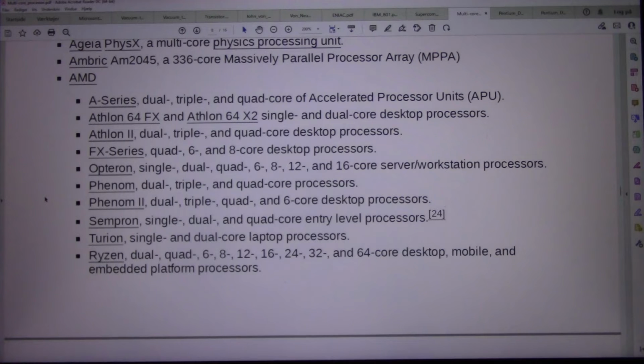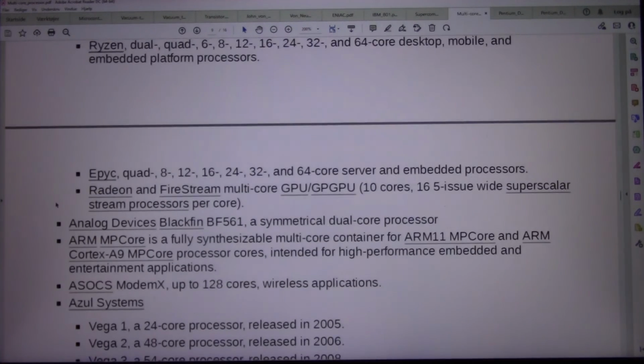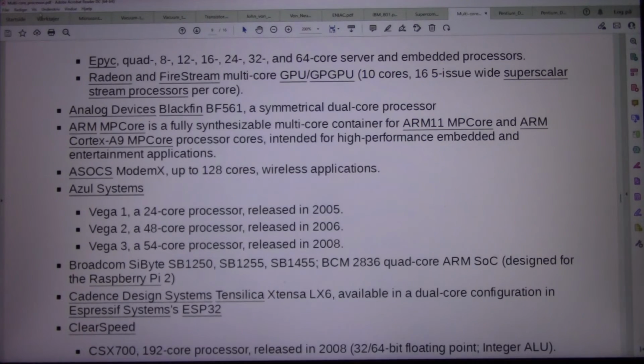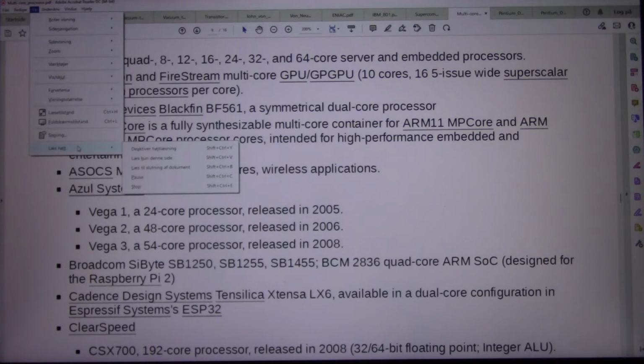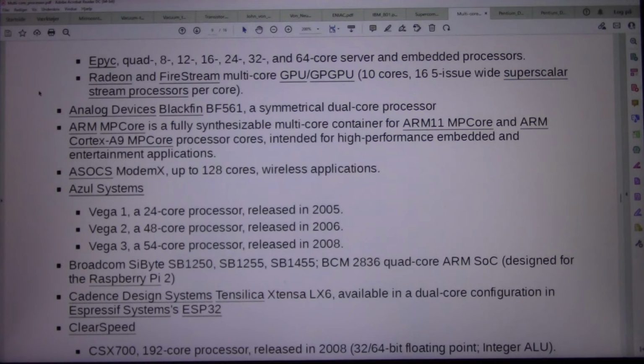Turion, single and dual-core laptop processors. Ryzen, dual, quad, 6, 8, 12, 16, 24, 32, and 64-core desktop, mobile, and embedded platform processors. EPYC, quad, 8, 12, 16, 24, 32, and 64-core server and embedded processors. Radeon and Firestream multi-core GPU/GPGPU, 10 cores, 16 five-way-wide superscalar stream processors per core.